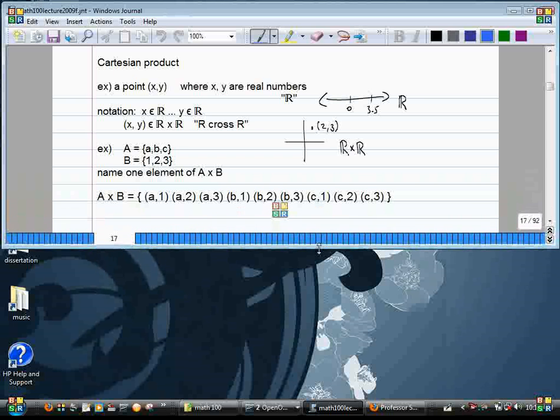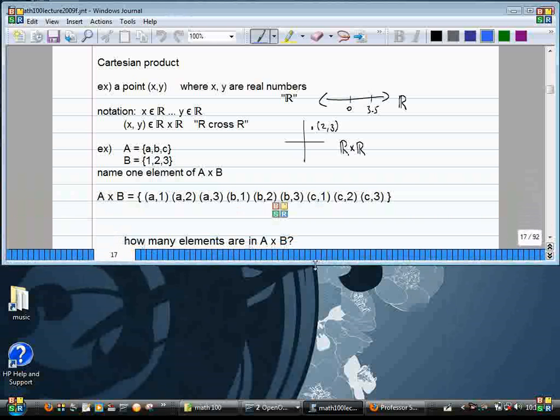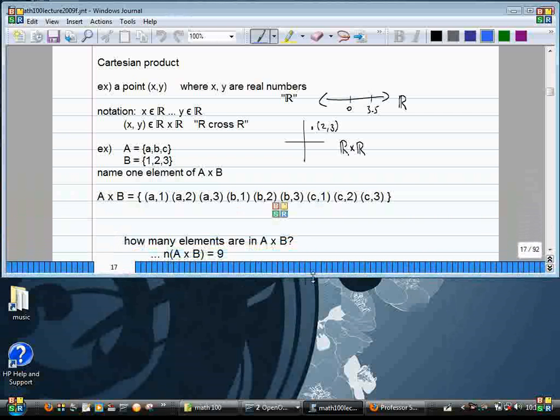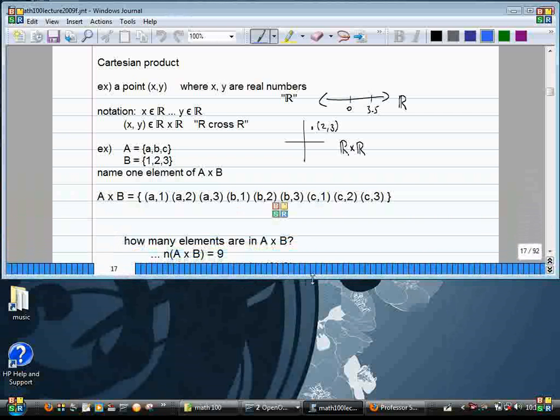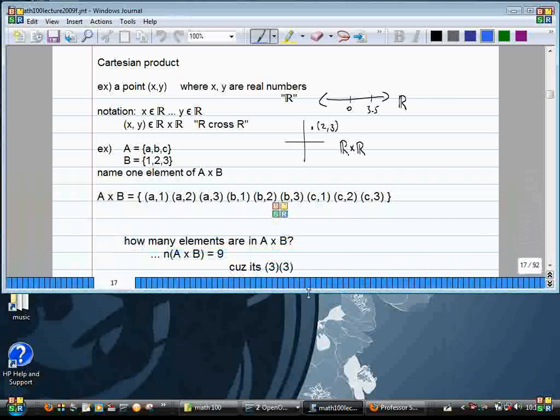So we can write that down in, again, set notation as we've seen before. So remember, that's the notation for how many elements are in the set. It's just n of that thing. And so mathematically, a really easy way to figure this out, n of A is 3, n of B is 3, so n of A cross B is just going to be 3 times 3, because it's every possible pair.